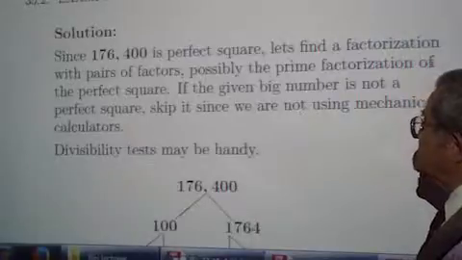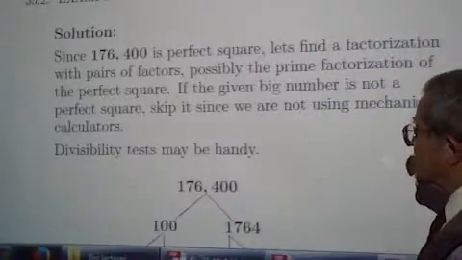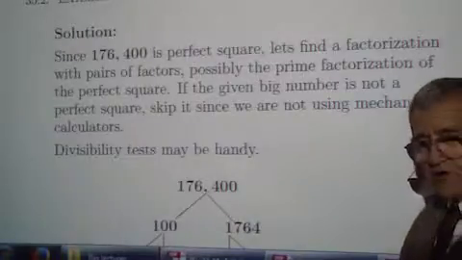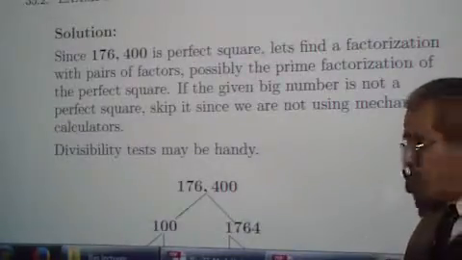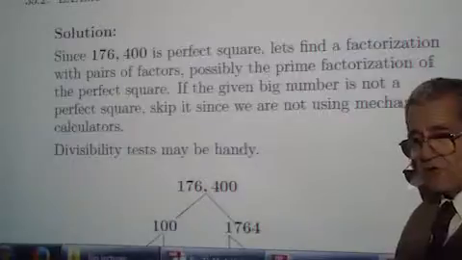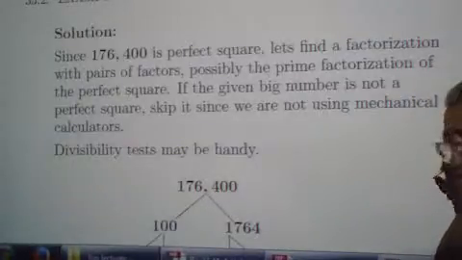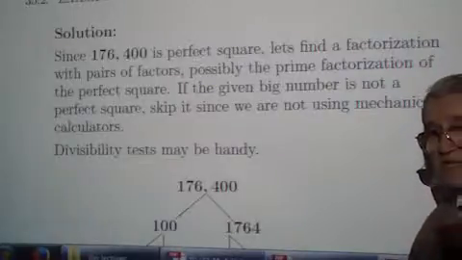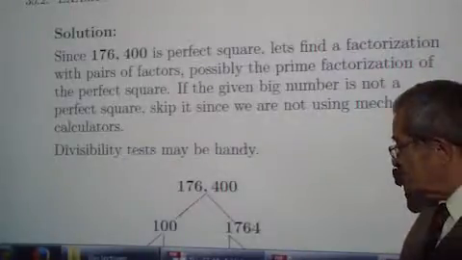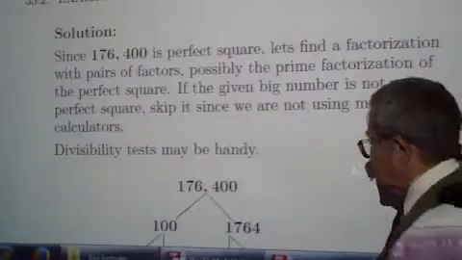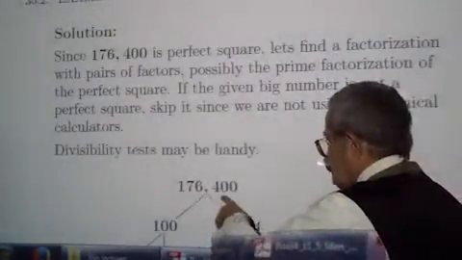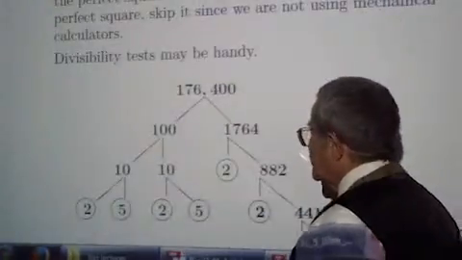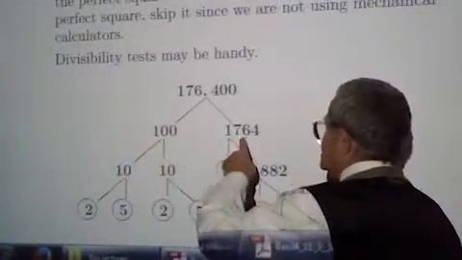So the divisibility tests come in handy. If I were not told that this was a perfect square, I would probably grab a calculator and see what the square root is. We are not using calculators, so I'm not going to ask you what a particular square root is, unless it is a perfect square. Okay, so I'm doing branching on 176,400.